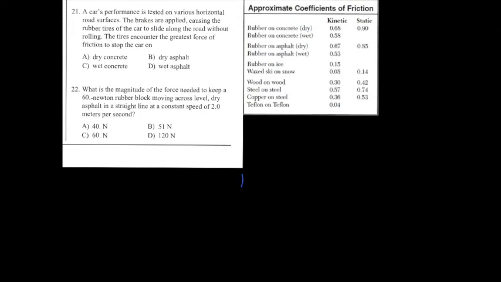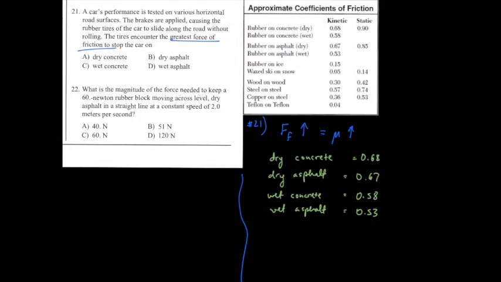Alright, so numbers 21 and 22 want us to use this part of the reference table where all the mu values are given for the materials given. Alright, number 21, here we have a car driving across different surfaces, and we're going to figure out which of these surfaces produces the greatest amount of force of friction to stop the car. And so we have to base it on the mu values, the coefficients of friction. And so the greater that mu value is, the greater the force of friction. And so looking at each of our four materials, we should see that 0.6, choice A, gives us dry concrete as our greatest force of friction for the surface.